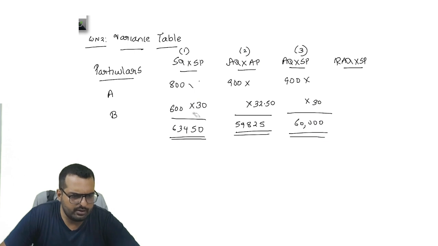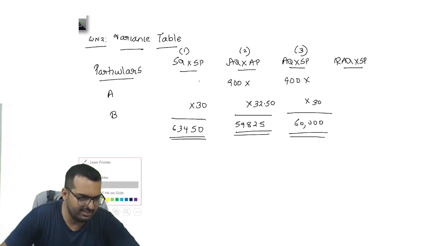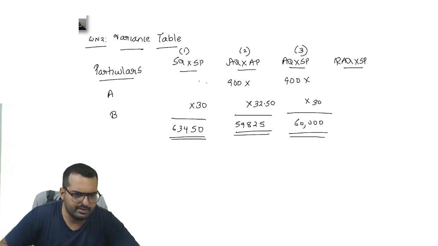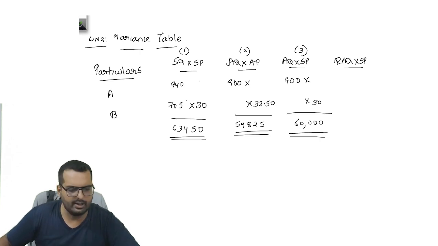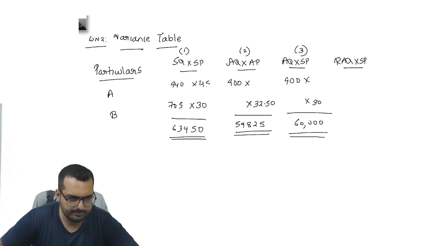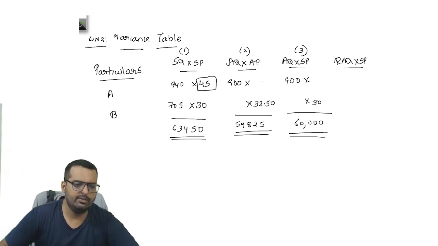SQ is 940. Oh, okay. I took it wrong. Okay, I got it. I took the budgeted quantity, correct? That should be 940 and here it should be 705. Thank you for correcting me there. So 705 into 30 minus 63,450, 42,300 divided by 940 will give you 45. Correct. So once you get this 45, I'll put that same 45 over here.